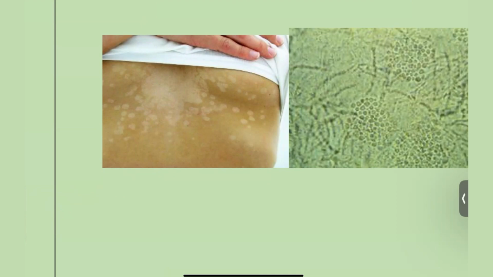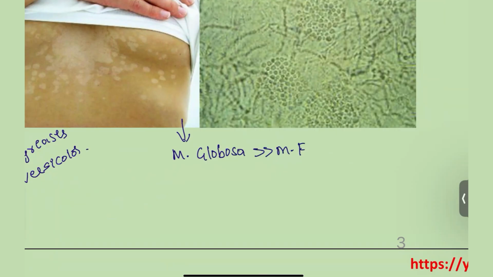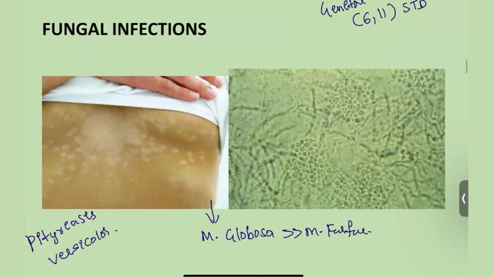Next, moving on to the fungal infections, the classical picture, pityriasis versicolor. Hypopigmentation or hyperpigmentation will be seen. What is the organism involved here? That is Malassezia globosa or Malassezia furfur. This is pityriasis versicolor, seen usually in young adults who have humid climates and oily skin. And these lesions are well demarcated, guys.